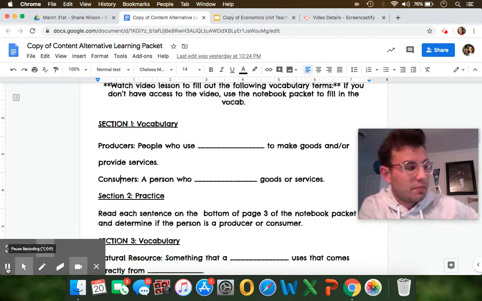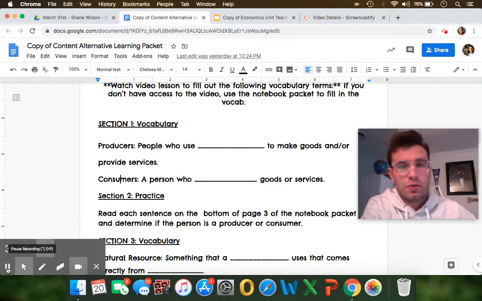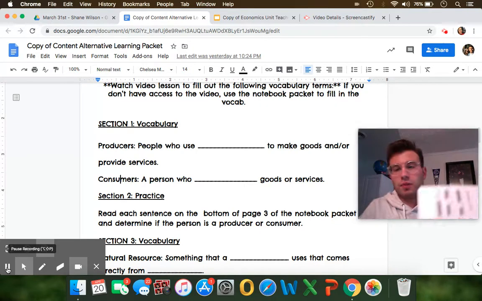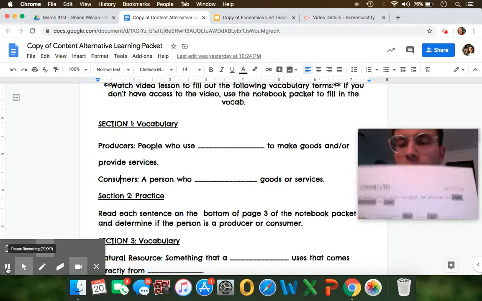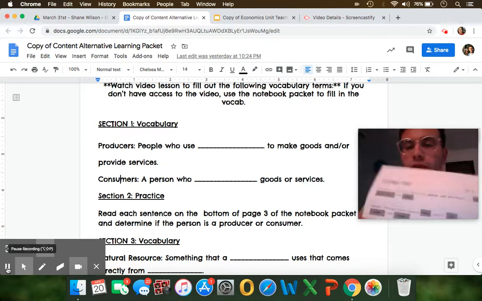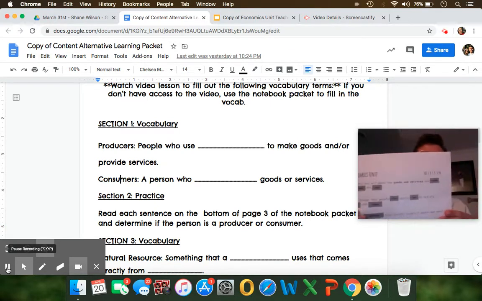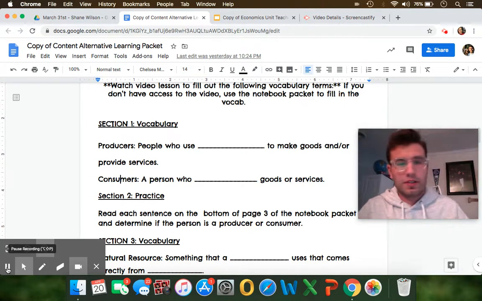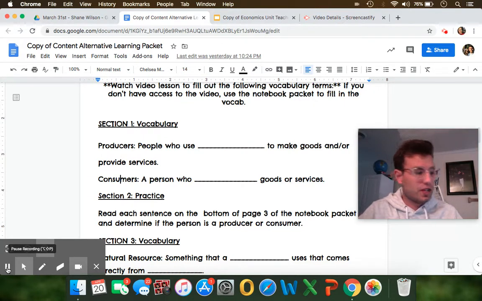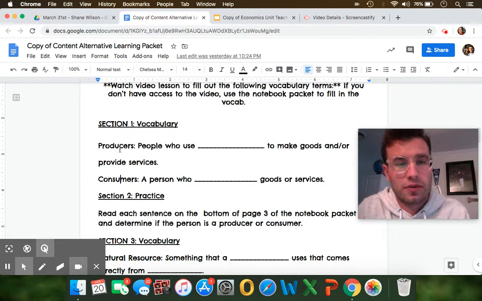So if I didn't mention in day one, your notebook packet, what I mean by that is the packet that has all of the Google slides, just like I'm showing you for the vocabulary. So what I want you to do is go ahead and go to the page. I believe it is page 3, and we're going to get to the bottom of this vocabulary right here.